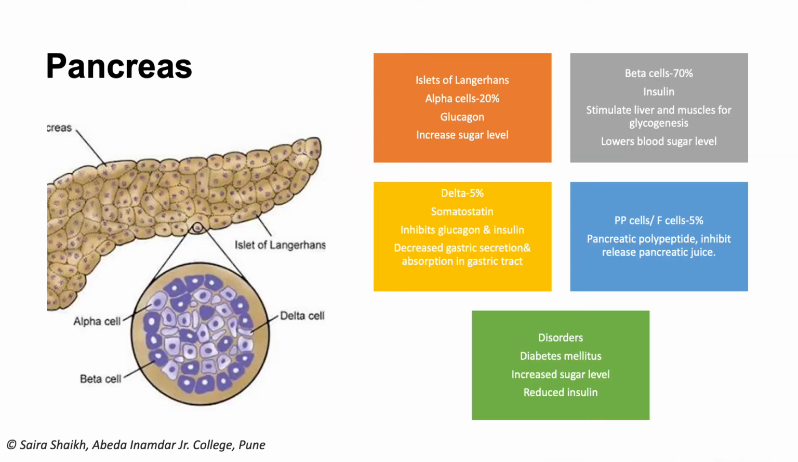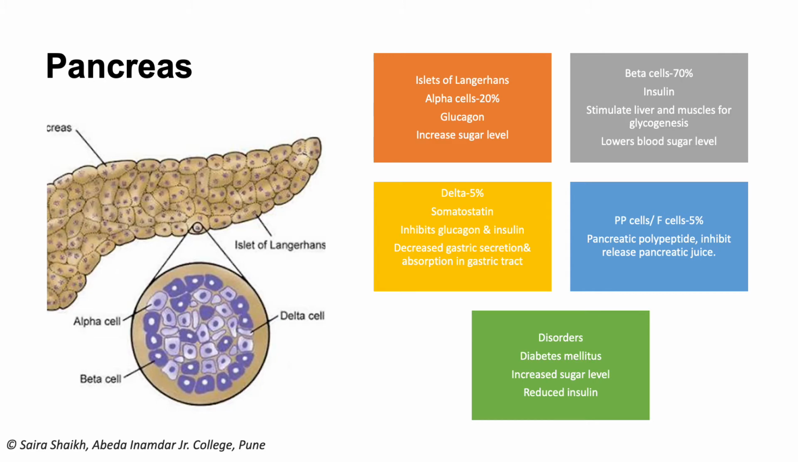Let us see what are the endocrine cells present in the pancreas. In the pancreas, the islets of Langerhans are small patches. They are endocrine in nature. In the islets of Langerhans, four different cells are present. They are alpha cells, beta cells, delta cells, and F cells. We'll study one by one about all these four cells in detail.